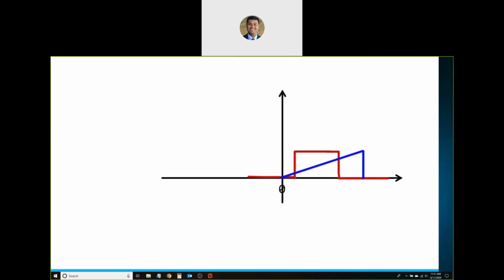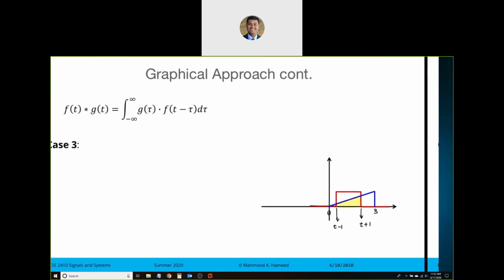Right. So it is the time when the rectangle is completely inside the triangle. What are the limits? This is t plus 1. This is t minus 1. This is 3. But the overlapping region is what matters. So the overlapping region is right there. Maybe I should sketch it slightly. So I need to multiply them again and integrate. The height is 1.